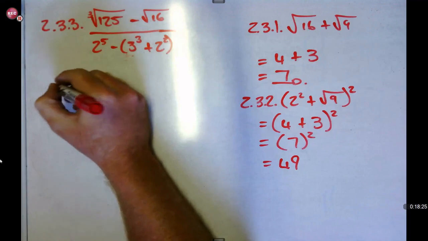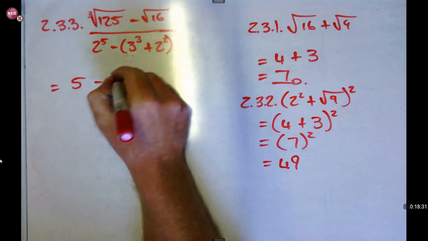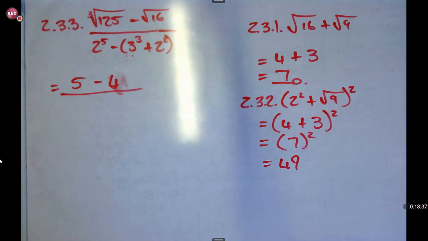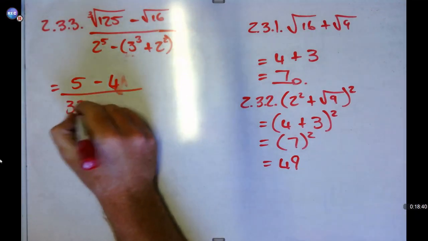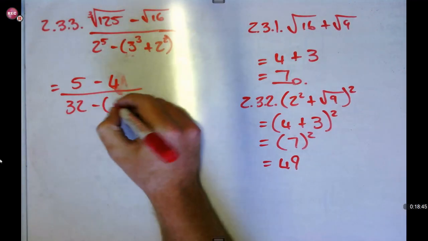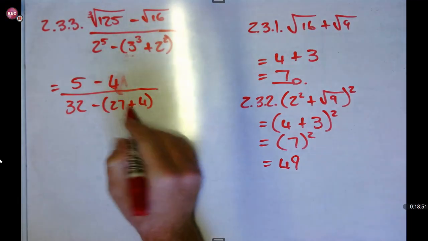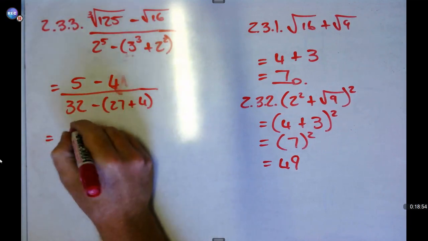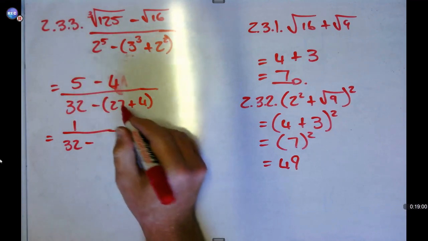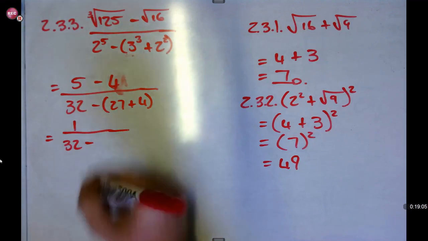Okay, so the cube root of 125 is 5. The square root of 16 is 4. Then 2 to the power of 5 is equal to 32. Now, we need to solve this. So 3 cubed is 27 plus 2 squared is 4. We need to solve the bracket. So we say 5 minus 4 is 1. We leave the 32 as is. Then, with that, 27 plus 4. 27 plus 4 gives me 31.